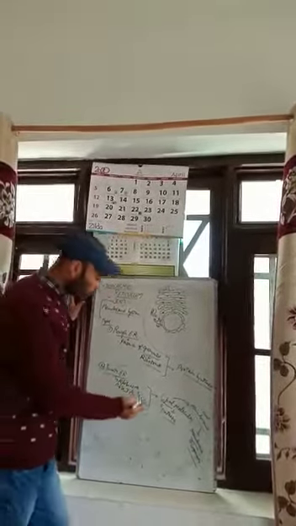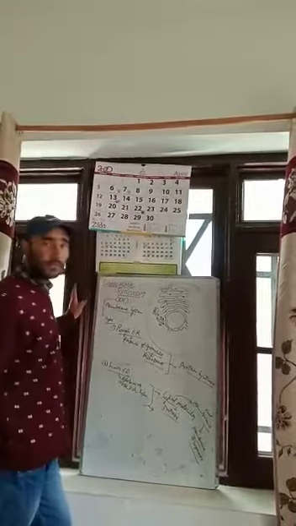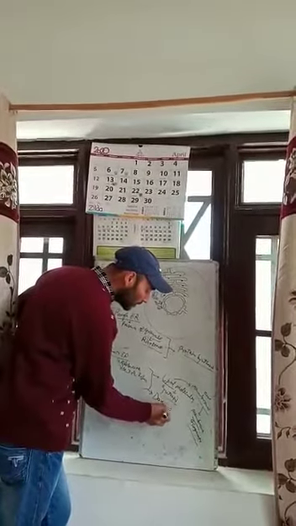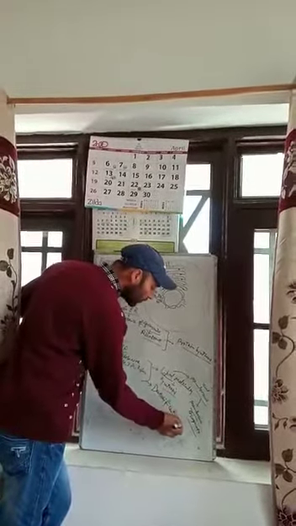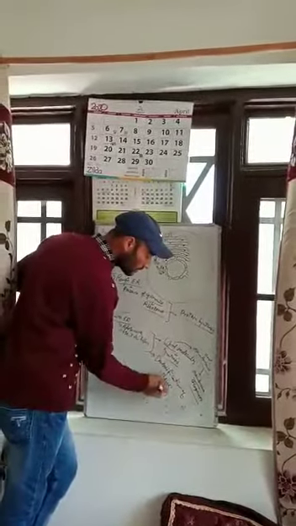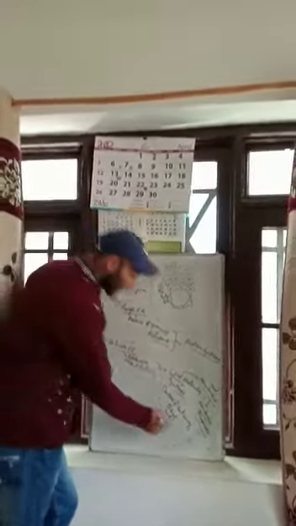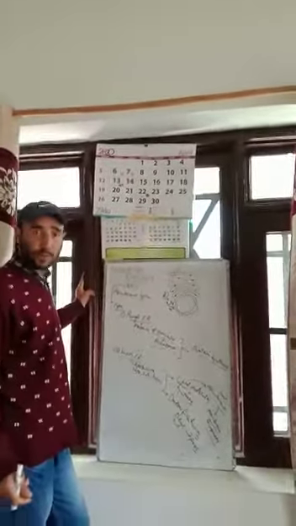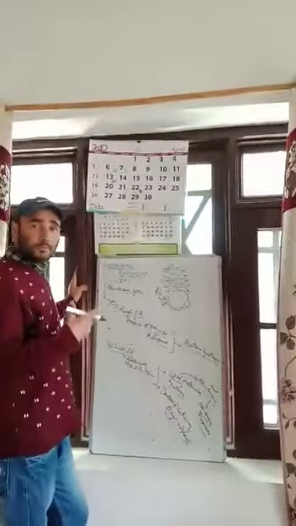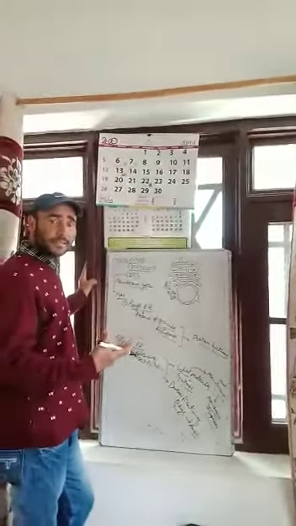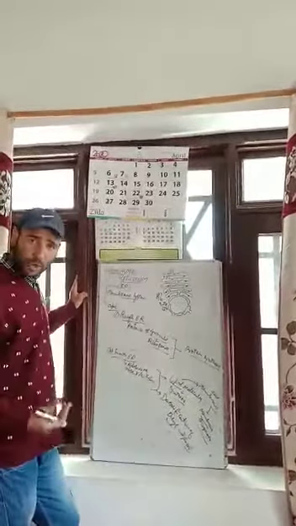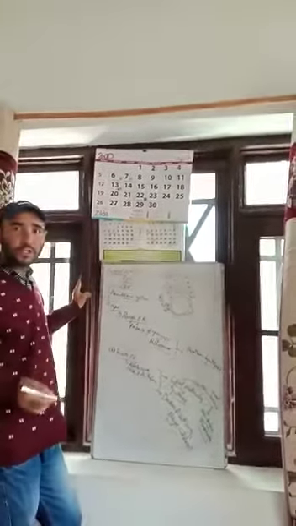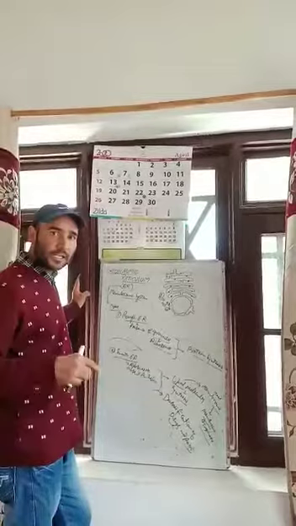Another important character of this smooth endoplasmic reticulum is detoxification of drugs and poison. Whichever drug you take, that drug is detoxified in your body by your cells, and the smooth endoplasmic reticulum is responsible for the detoxification of the drugs, or you can say poison.